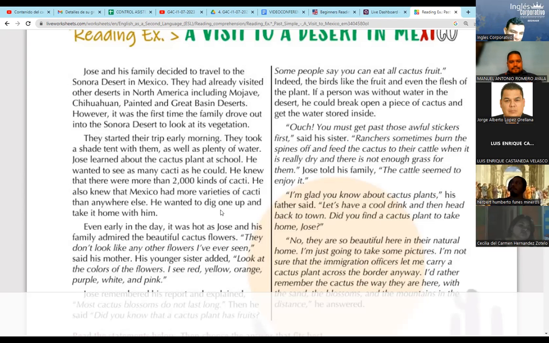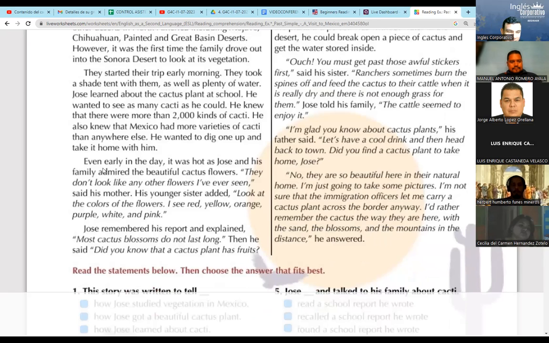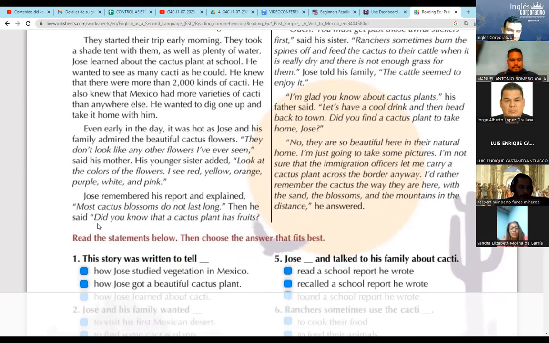Okay, good. Excellent. Another volunteer? Okay, me, teacher. Thank you. Even early in the day, it was hot, as Jose and his family admired the beautiful cactus flower. They don't look like any other flower I've ever seen, said his mother. His younger sister said, look at the color of the flower. I see red, yellow, orange, purple, white, and pink. Very good.